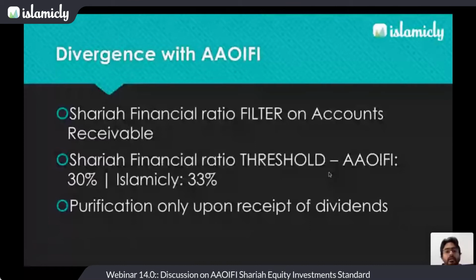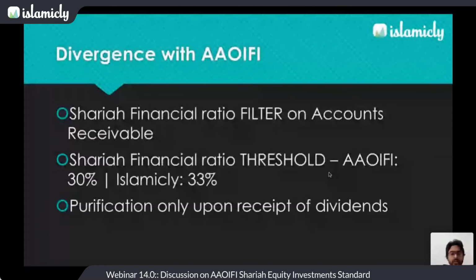Islamically, the Sharia board has defined the threshold. They said it should be less than a majority, so just under 49%. Accounts receivables to market capitalization should be less than 49% in Islamically. Although EoF talks about it, it hasn't defined a threshold. So there is a slight difference. Islamically has defined it; EoF talks about it but has not defined it.